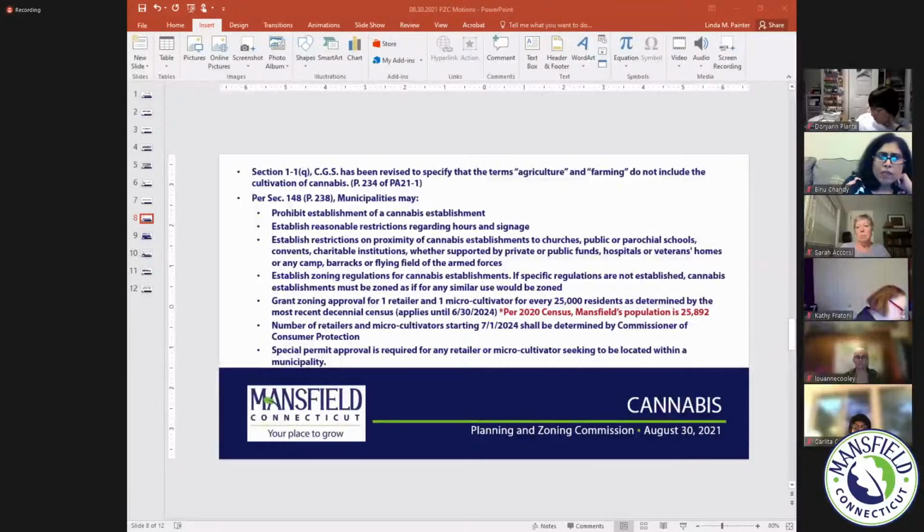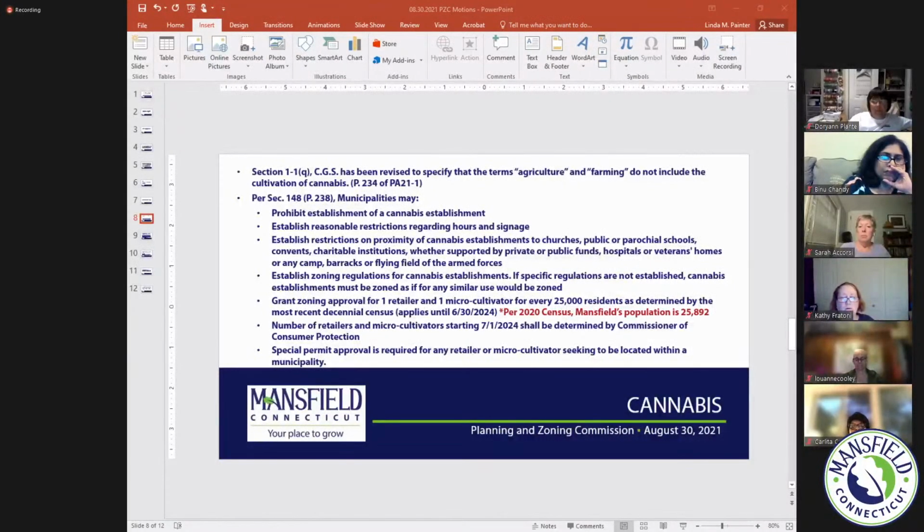But I will say, if there's an existing retail use that has been permitted in the past, there is not necessarily anything that the commission would have a say on if you're replacing retail with retail. The statute does limit the number of retailers and micro cultivators that can be licensed in any given town. In order to get those licenses from the state, you do have to demonstrate that you have zoning approval. Up until June 30th of 2024, you can only have one retailer and one micro cultivator for every 25,000 residents, as determined by the most recent decennial census. And per our 2020 census, our population is 25,892 people.